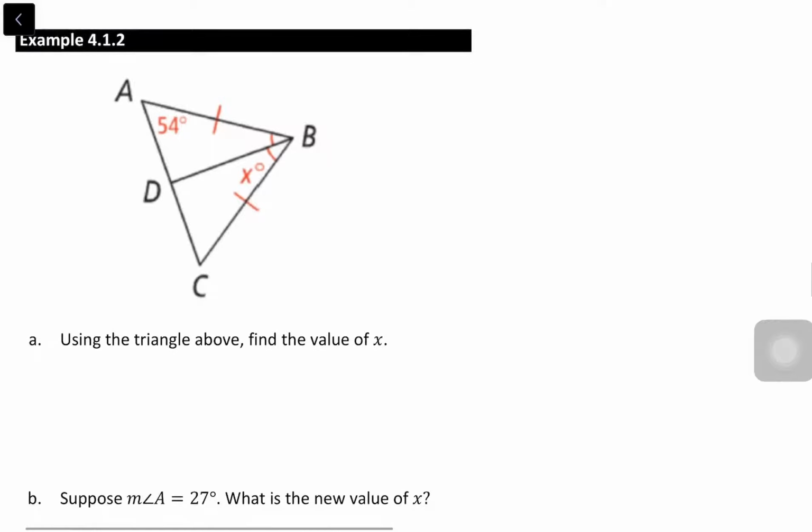Using the triangle above, find the value of x. Well, since we can see clearly that ABD and DBC are congruent, that tells me that this line DB in the middle must be perpendicular to that base on both sides. And so how many degrees is that right angle? You should say 90, right?